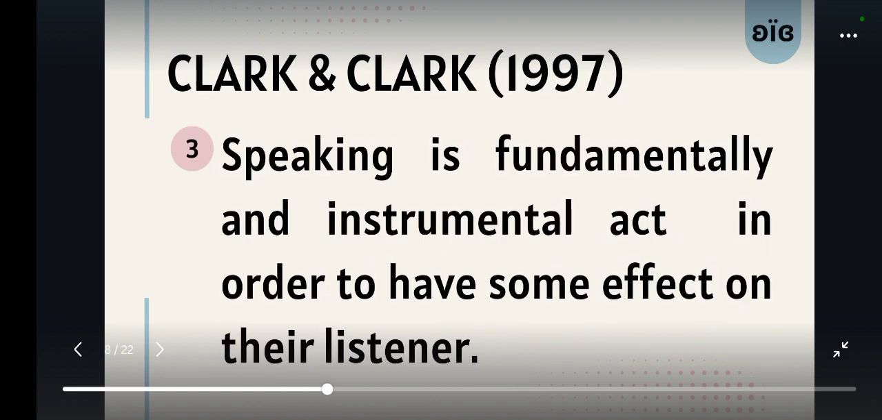So, also according to Clark, speaking is fundamentally an instrumental act in order to have some effect on their listeners. For example, there is a speech, so it is going to be an instrumental act and an effective act to a listener when, for example, a teacher is delivering a speech in front of the class about how they should behave as a grown up youth or student. So there could be an effect to the listeners, right? So that's one of the fundamental effects of speaking.